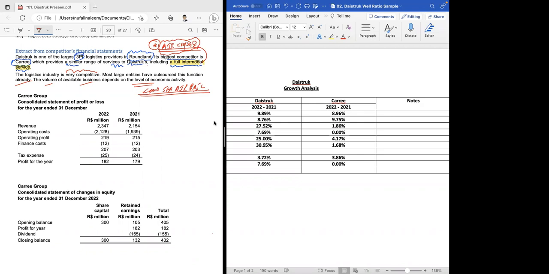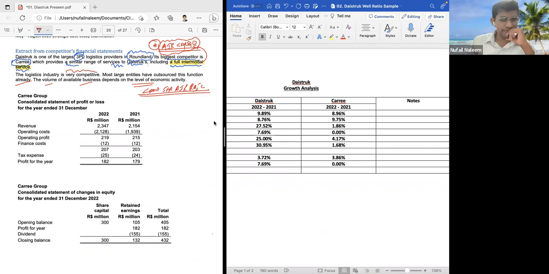So maybe considering the market share we have, we are supposed to have much more revenue growth, or considering the dominance we have in the market. Thank you. Any other point of view, anyone in the class?